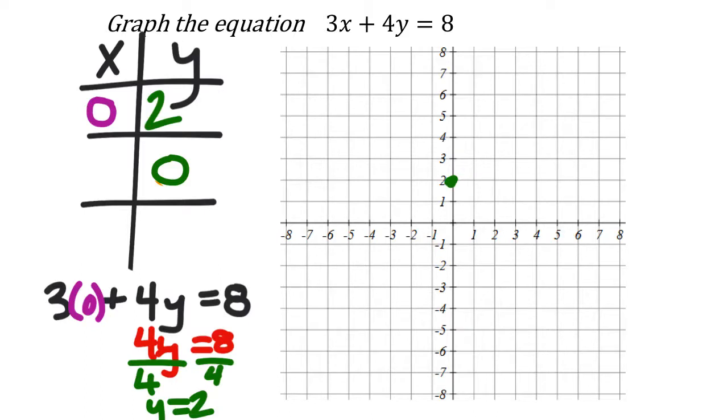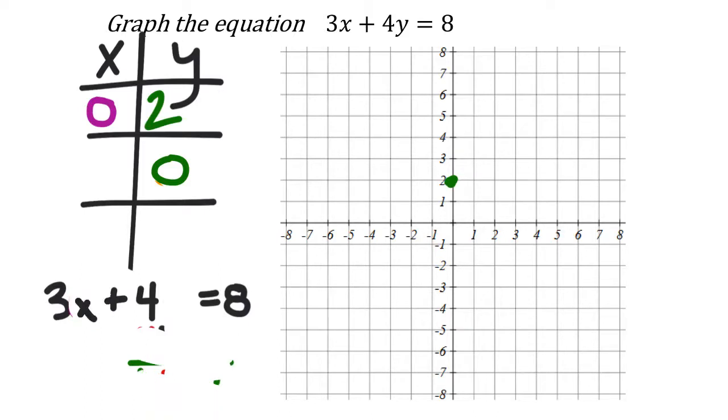Let's go back to the equation down here at the bottom. Now it's 4 times 0 there. And again, the nice thing about that is it cancels out the 4y term. So I just have 3x equals 8. And this is where we get a decimal value on this one, by dividing both sides by 3.